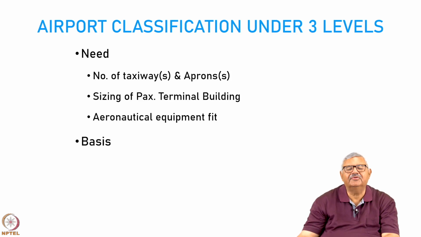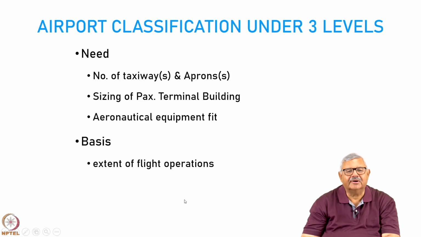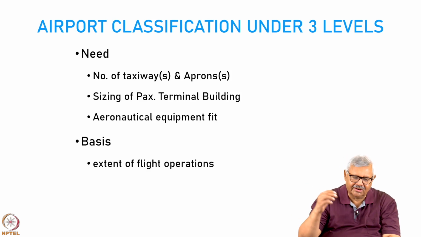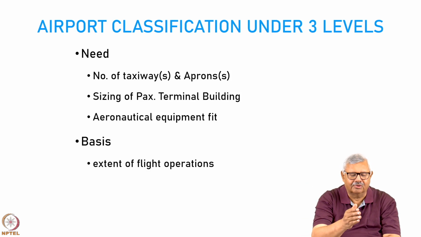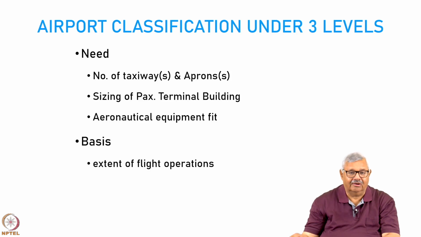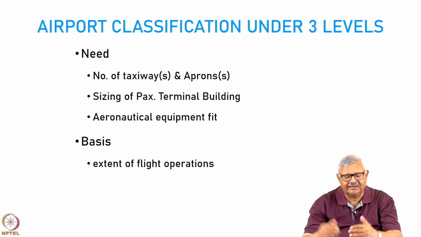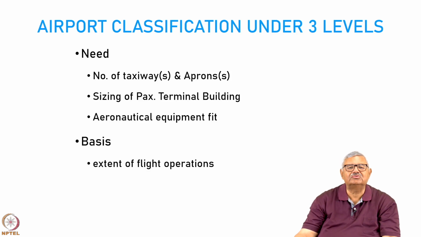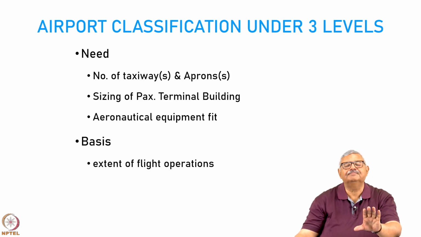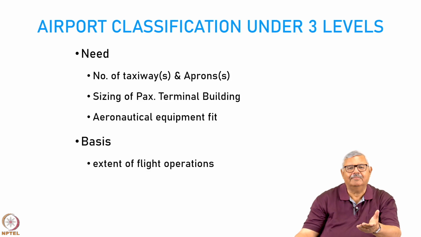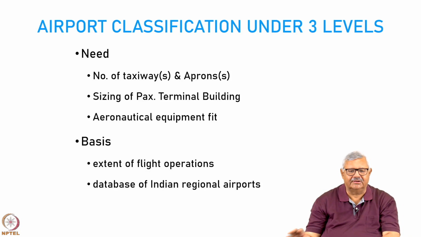Now what is the basis of this classification? First important basis is how frequent are going to be the flights at this airport. Are we going to have a situation that there will be one aircraft already sitting and one more arriving? Then we require more taxiways and also a bigger terminal building, because it will be catering to both the passengers who are departing and arriving. Or are we looking at a situation that there is only one aircraft at a time and after a reasonable gap of a few hours another one comes. So the extent of flight operations is one parameter.